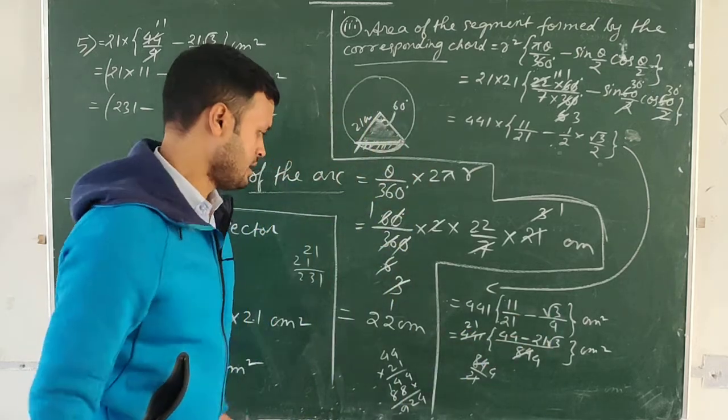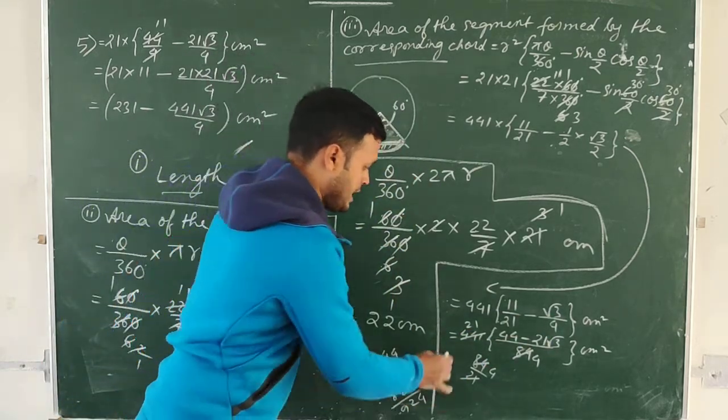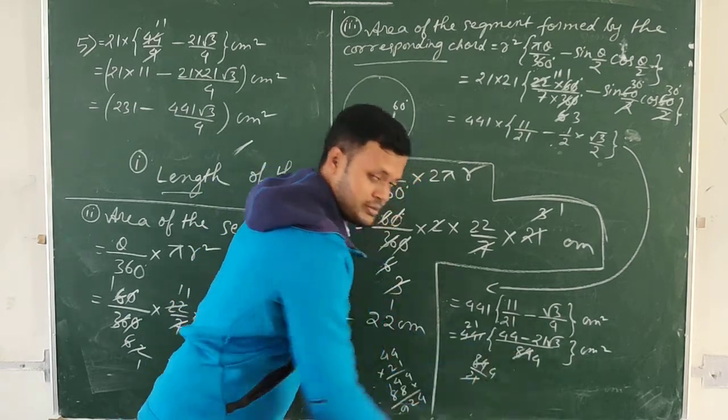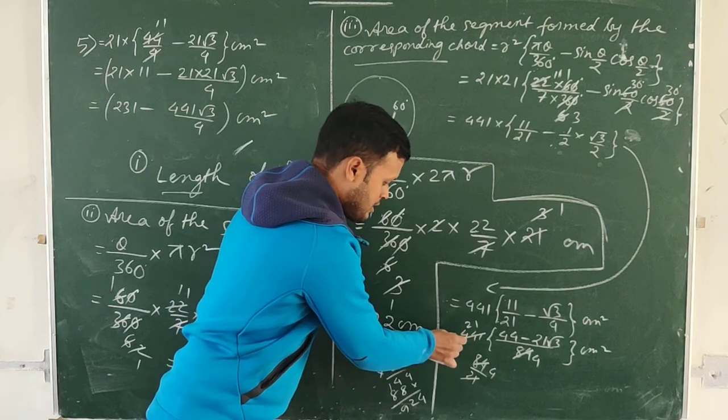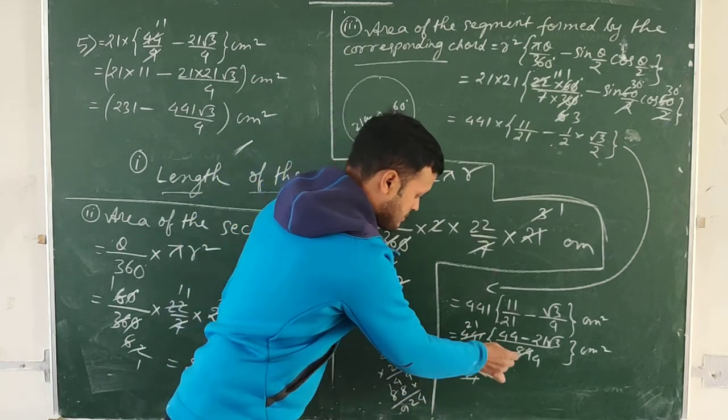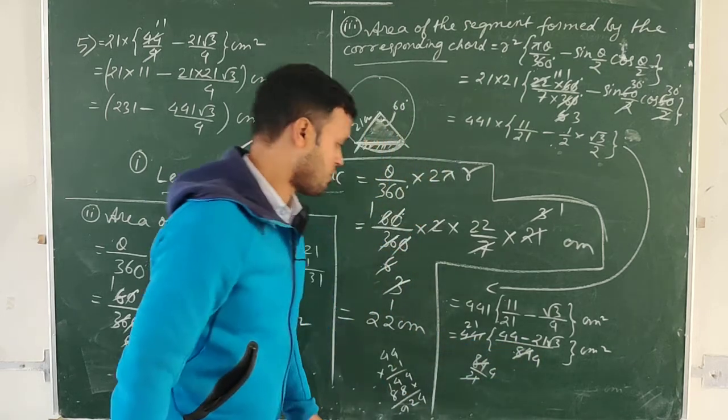Just simple LCM, okay. So after taking LCM, I will cancel. I saw that 441 is also divisible by 21 and 84 is also divisible by 21. So I am cancelling with 21. 441 if I cancel with 21 it will go 21 times, and 84 if I cancel with 21 it will go 4 times.